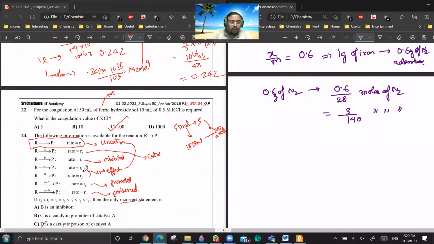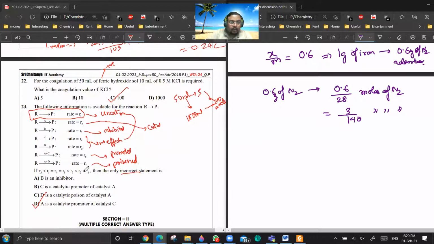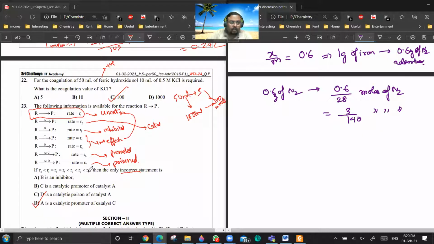Okay. 22, 23. 22 is easy. It's a positive charge, so the negative chloride ion will be the coagulant, and in 50 ml, 5 ml, so in 1000 ml you'll be having like 100 millimoles.